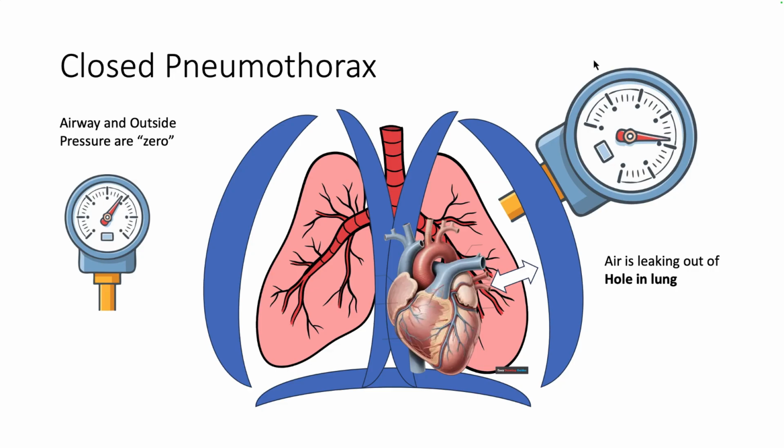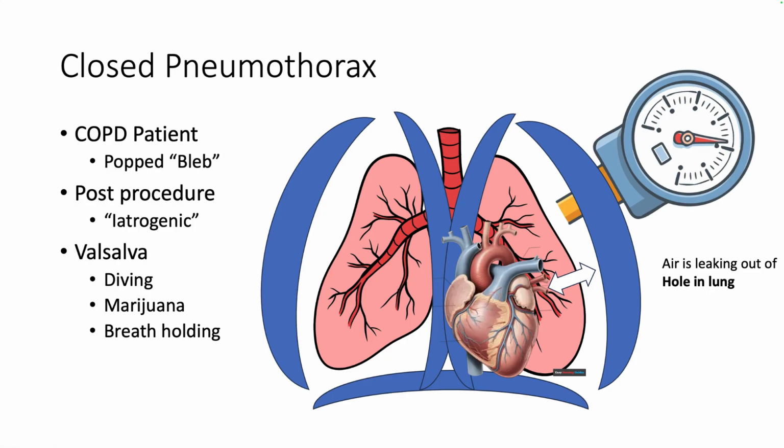So we go back to our closed pneumothorax. So this is a closed spontaneous pneumothorax. Let's say there's a hole in the lung, it's leaking air out, there's no hole in the chest, the outside of the chest looks just fine, there's nothing for us to patch or cover or anything like that. And we talked about this is no big deal in most of these patients because the lung will slowly drop. It might drop all the way, it might drop most of the way, but as long as there's no increased pressure on the heart, specifically the IVC and the right atrium, this is no big deal. These are, like we said, the COPD patient who popped a bleb. This could be post-medical procedure or iatrogenic, or our Valsalva stuff, scuba diving, marijuana, breath holding, things like that.